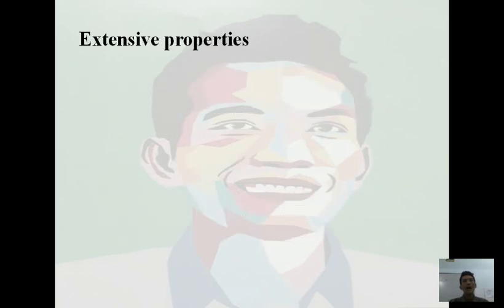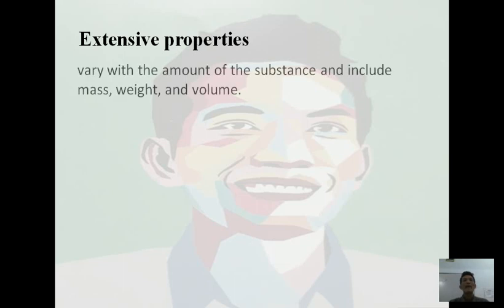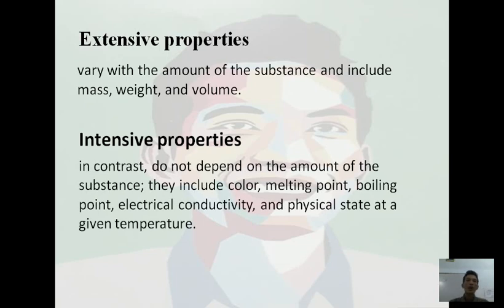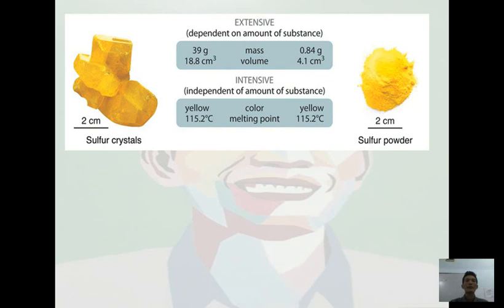When we discuss extensive properties, they vary with the amount of the substance and include mass, weight, and volume. Intensive properties, in contrast, do not depend on the amount of the substance. They include color, melting point, boiling point, electrical conductivity, and physical state at a given temperature. You can take a look at some pictures below to see how we differentiate between extensive and intensive properties.